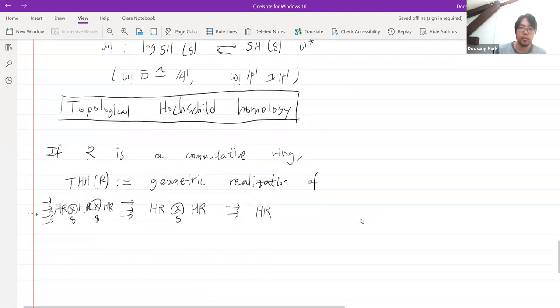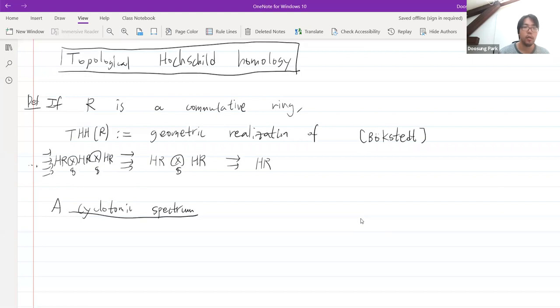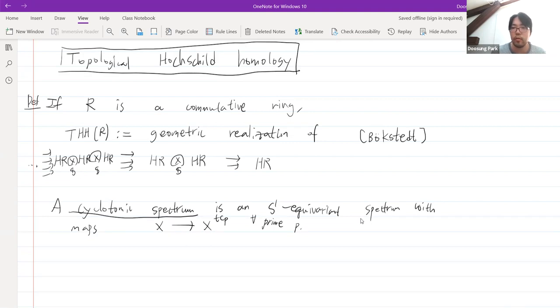So this definition is due to Waldhausen. And a cyclotomic spectrum, definition: a cyclotomic spectrum is an S1-equivariant spectrum with maps X to X^{tC_p} for prime p. I will not explain what is tC_p. So C_p is the cyclic group of order p, and tC_p is related to Tate cohomology.